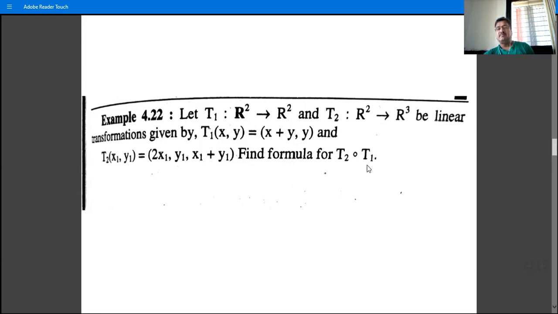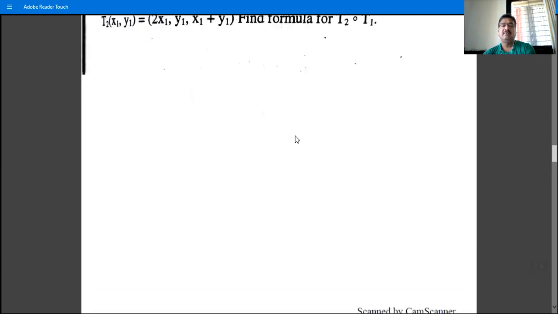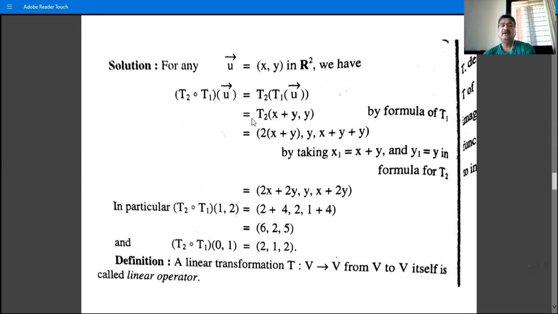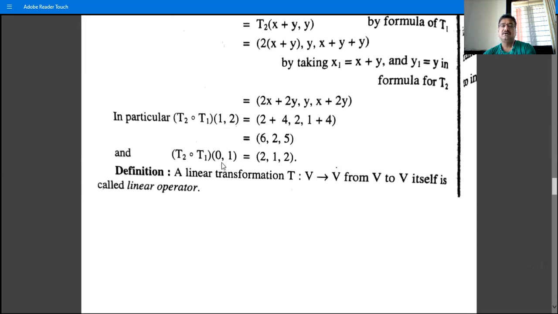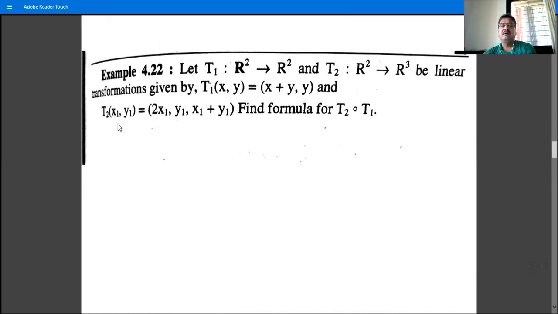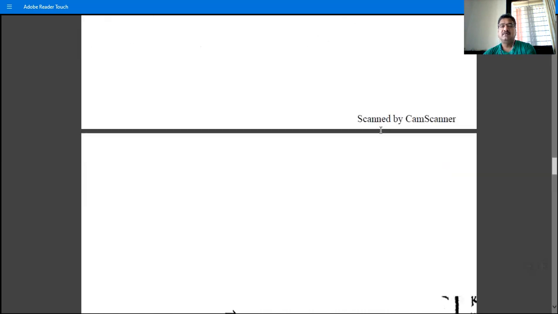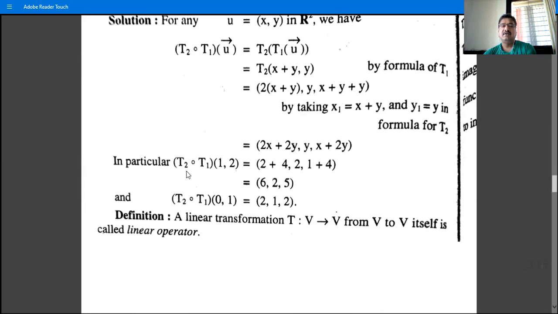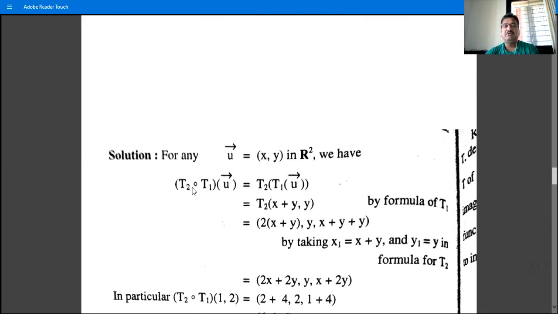But here in this example, T2 circle T1 is defined, but T1 circle T2 is not defined. T2 circle T1 is defined, and the formula is given here. In particular, T2 circle T1 of (1, 2) and T2 circle T1 of (0, 1). So first find the formula for T2 circle T1.